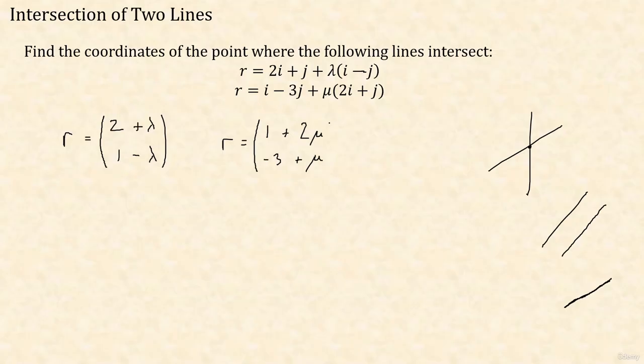Now, if we want the lines to intersect, there must be a point where their i value is the same and their j value is the same. So we can just equate their i values. 2 plus lambda must equal 1 plus 2 mu, and then equate their j values as well. So that is 1 minus lambda must equal -3 plus mu. We've just got simultaneous equations here, which you can solve however you like.